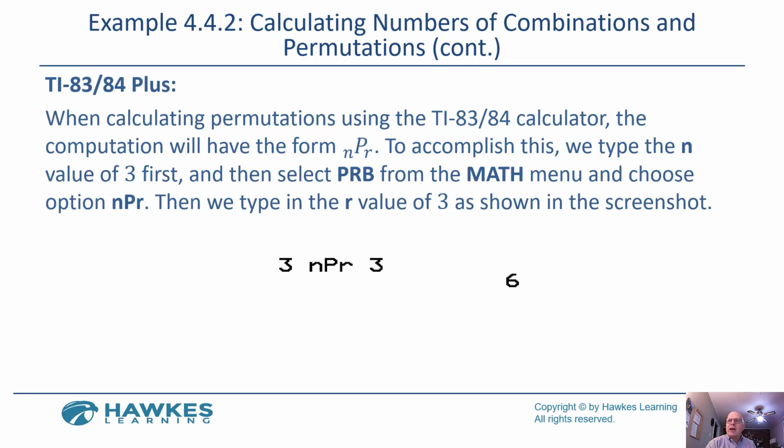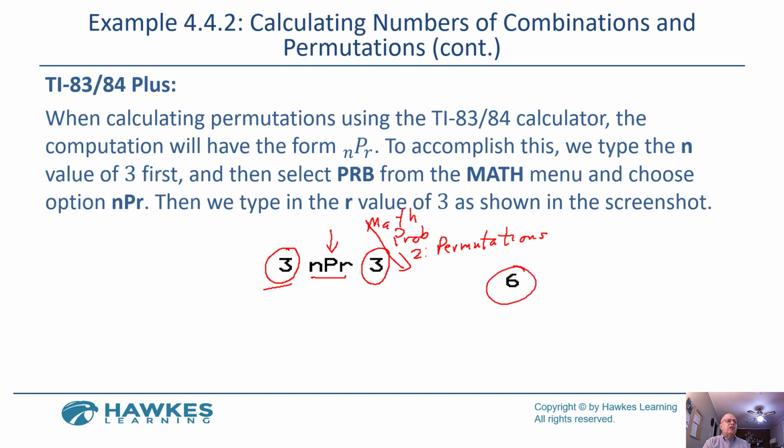Here we go with the calculator. You put the n number in first. To get this, you go to Math, Probability, it might be PRB, and then you go to the option for permutations. So first 3, then go through this, that'll put this part in there, then put how many you're actually going to pick out of the 3, and there's your answer. 6 ways you can do it.